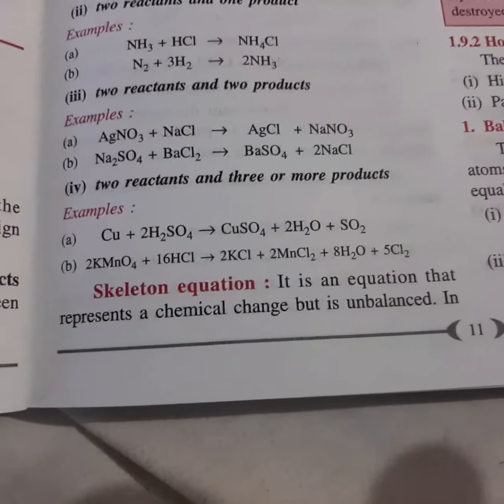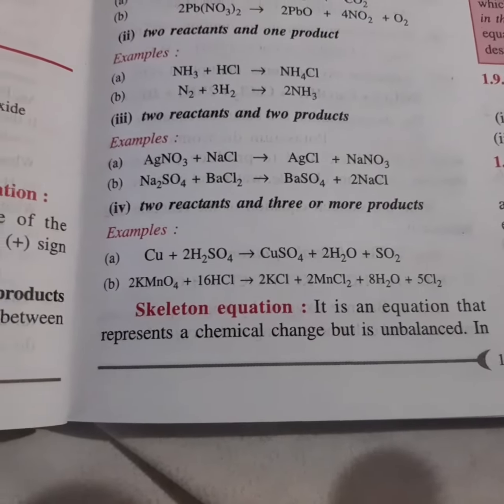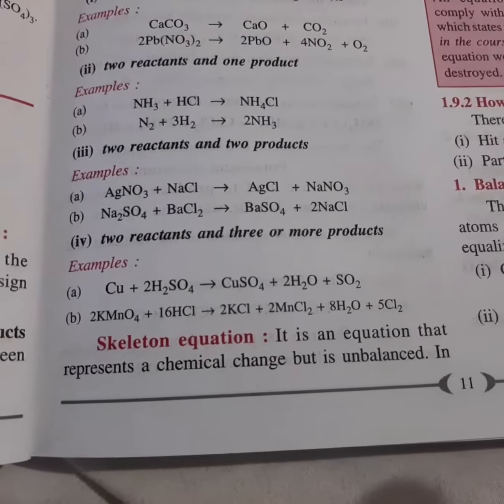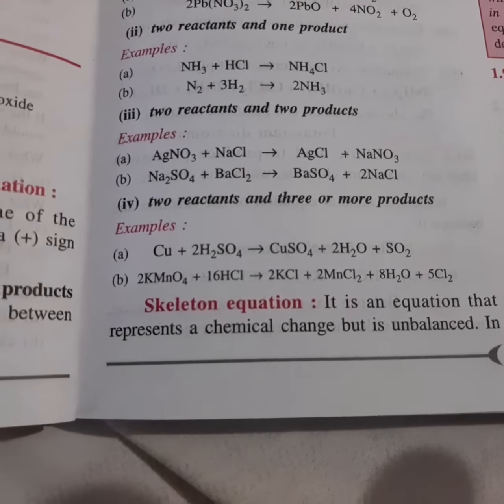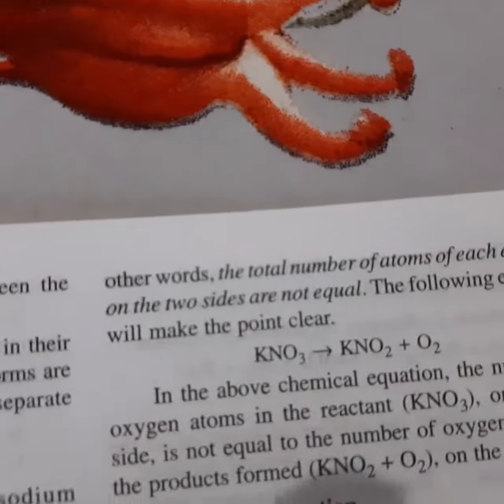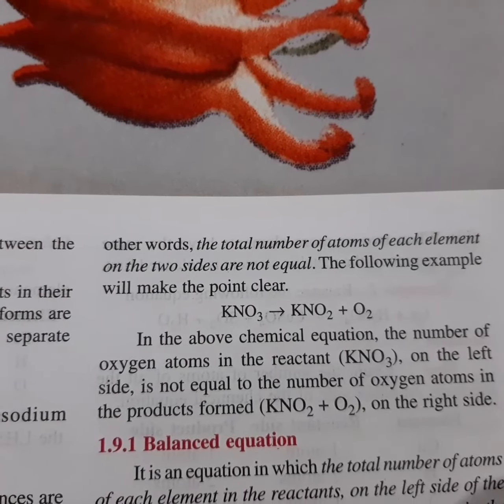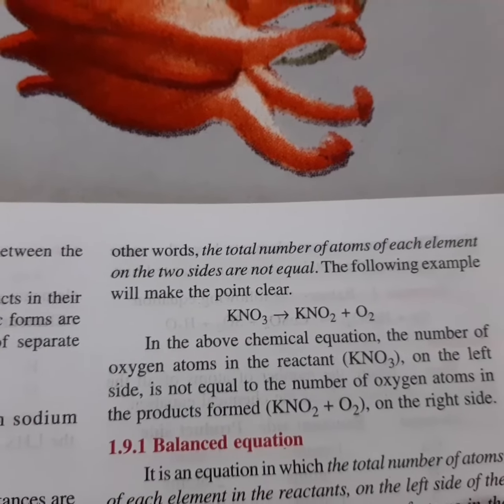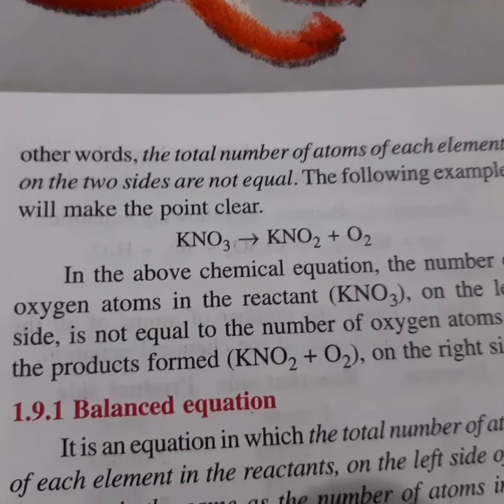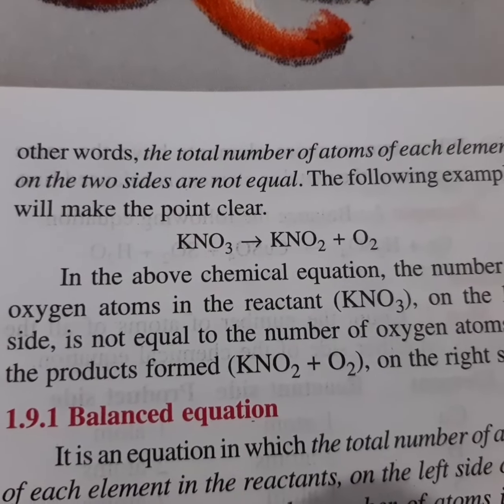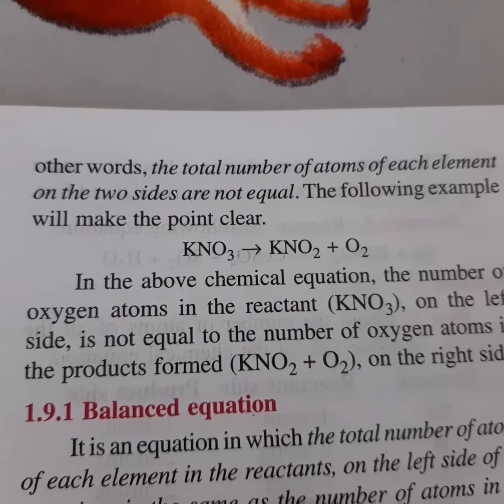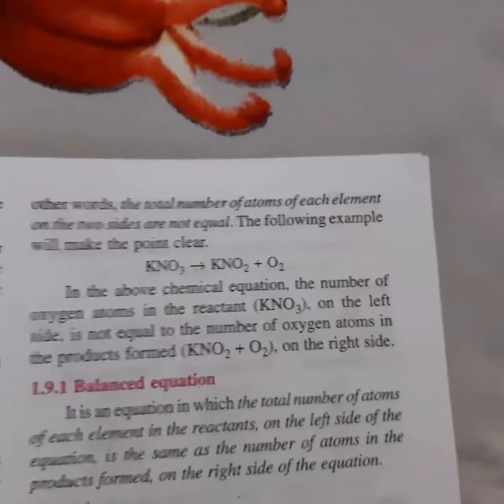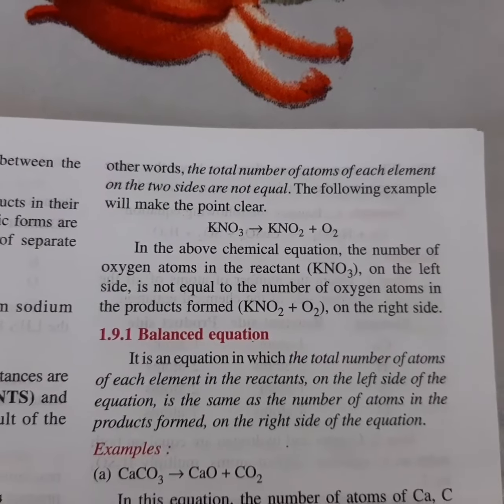One we call skeleton equations. The reactions which are just written and not balanced, where the number of atoms on both sides is not balanced, we call skeleton equations. The total number of atoms of each element on one side or on both sides, on the reactant side or product side, is not balanced. We call them skeleton reactions. For example, one reaction is given: potassium nitrate when heated gives potassium nitrite plus oxygen. If I see, my oxygen is not balanced. So such reactions where atoms are not equal on both sides, we call skeleton reactions.